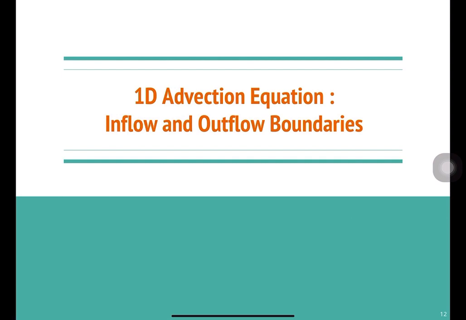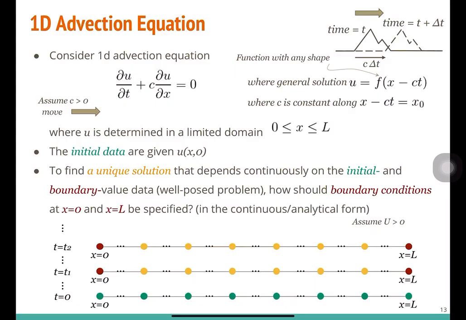This time we will use the 1D advection equation to explain the concept of inflow and outflow boundaries. This is the 1D advection equation we have used for a few weeks now, and we know that there is a general solution for this advection equation. Any function, any shape in terms of x minus ct can fulfill this advection equation.